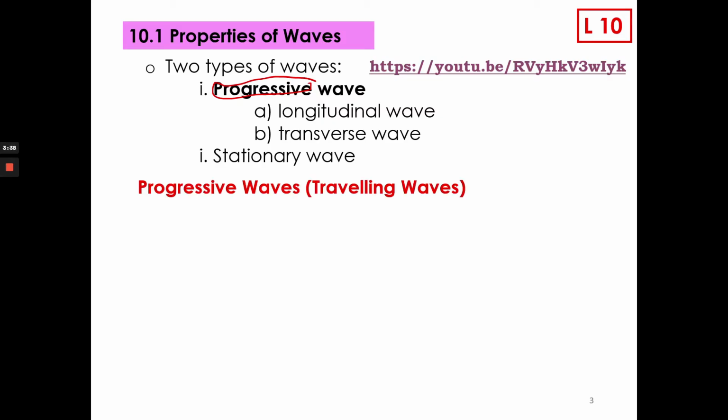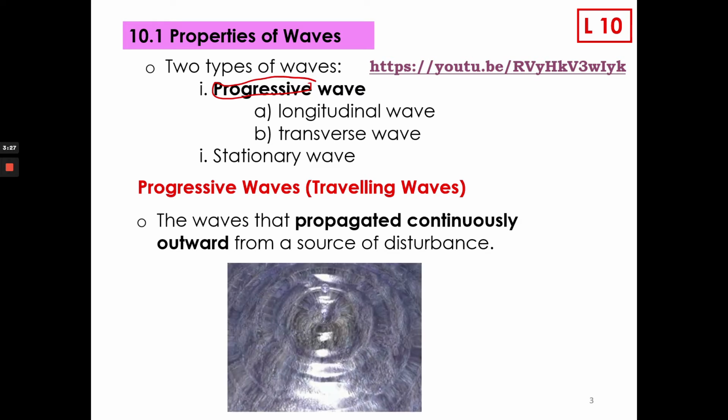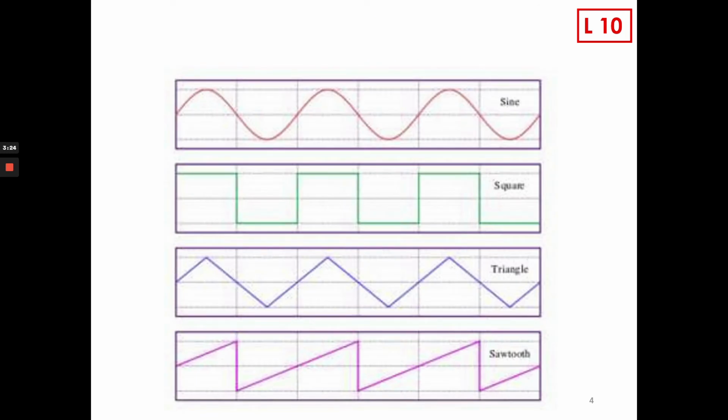As what we have seen just now, the first one is progressive wave, where progressive wave is a wave that propagated continuously outward from a source of disturbance. Okay, there are a few shapes of wave, where the first one is sine, second square, triangle, and this is a sawtooth wave. For matriculation syllabus, we're going to look at the first one, which we call a periodic sinusoidal waveform.